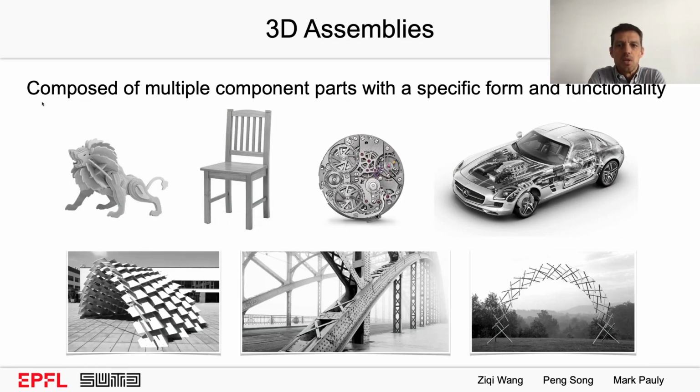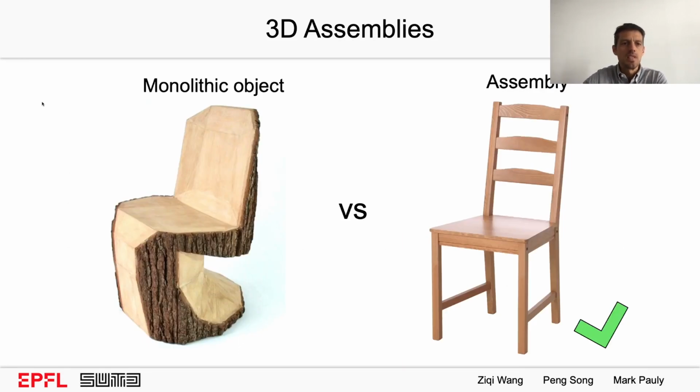3D assemblies are really ubiquitous in our life. Here you see examples of toys, furniture, a watch, a car, many structures and architecture. And these assemblies are composed of multiple parts and have a very specific form and functionality. So in this state-of-the-art report, we'll look at assembled objects, not monolithic objects like the one you see on the left, which is carved out of a single block of material.